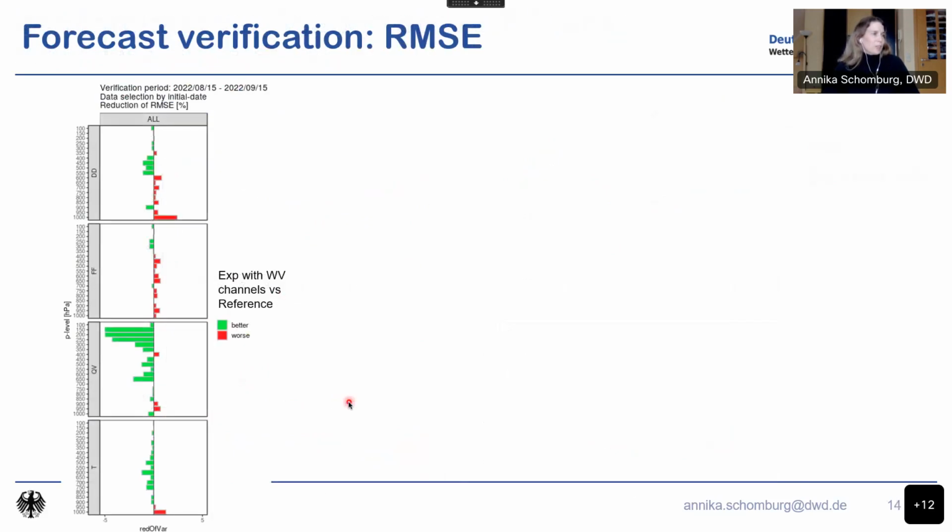I now show the comparison against radiosondes of these two experiments. So green means with the water vapor channels we have an improvement, and we were hoping that for the moisture, the QV, we see an improvement in the upper troposphere and middle troposphere, but in addition we also see some slight improvement for the temperature profile. For the wind speed and direction in the upper two panels, the effect is more mixed.